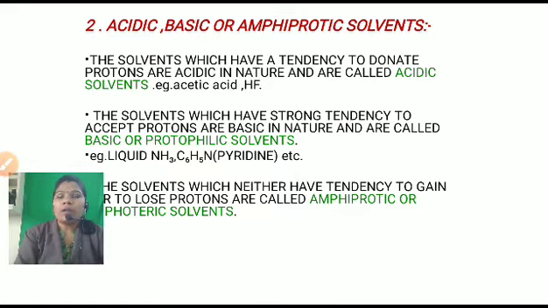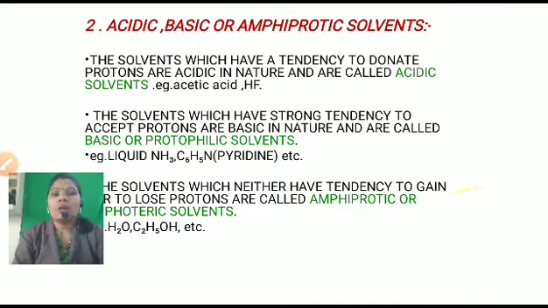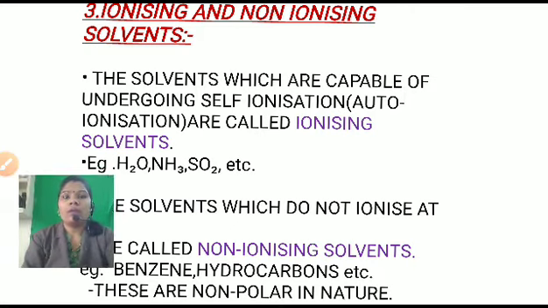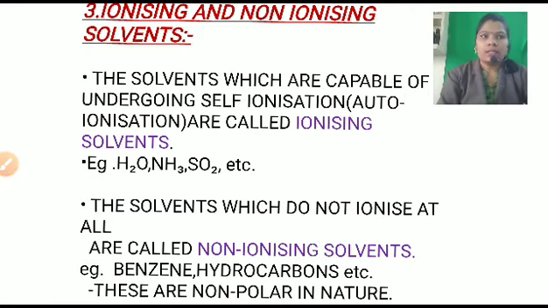The amphoteric solvent, that means the solvent which has neither a tendency to gain nor to lose the proton, is called an amphoteric solvent. Examples are the water molecule and alcohol. Here the third type is the ionizing and non-ionizing solvent.